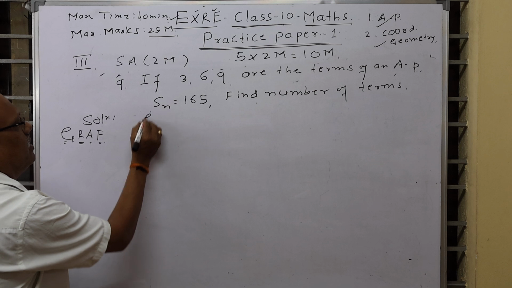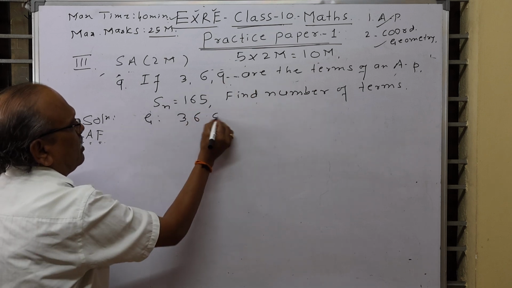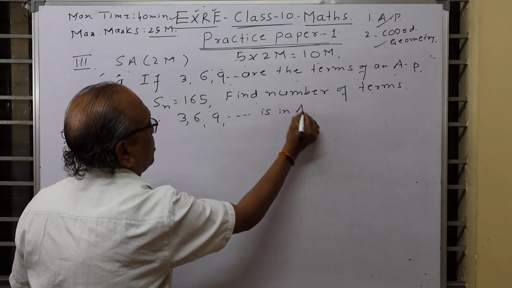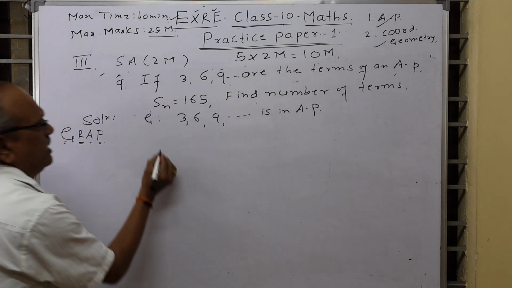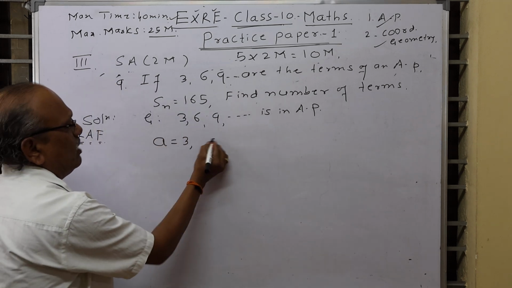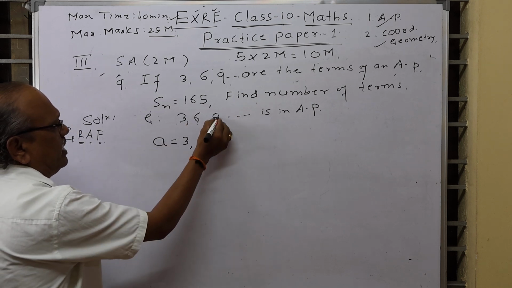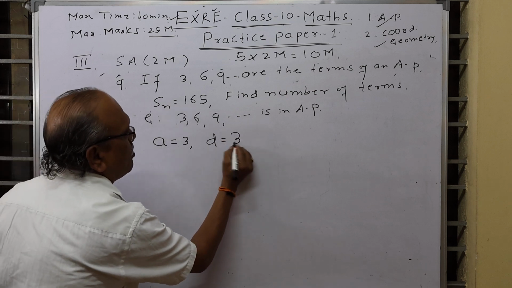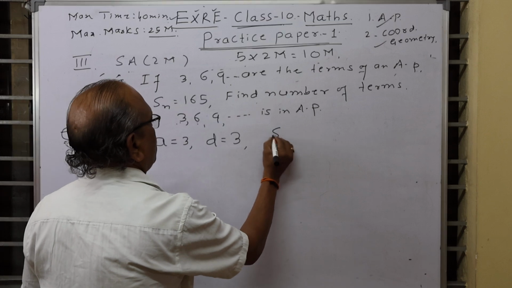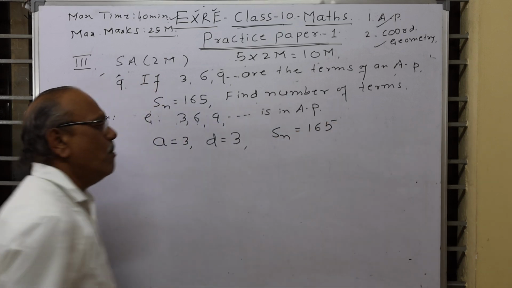Here you are given 3, 6, 9, and so on, the terms are in AP. Collect the data. What is a? a is equal to 3. You can collect d also. What is d? Second term minus first term. 6 minus 3 is 3. 9 minus 6 is also 3. Therefore, the common difference is 3. What else are you given? You are given Sn is equal to 165.